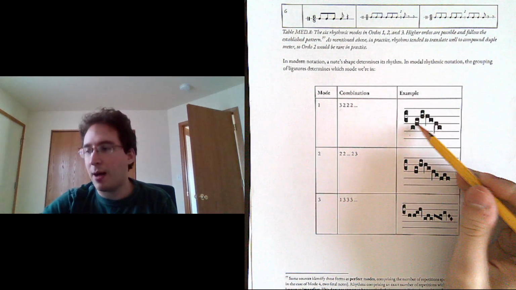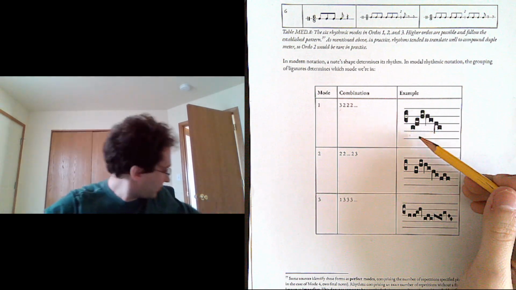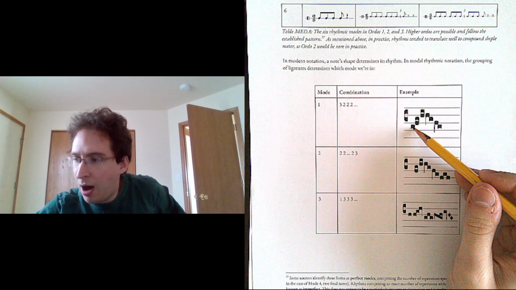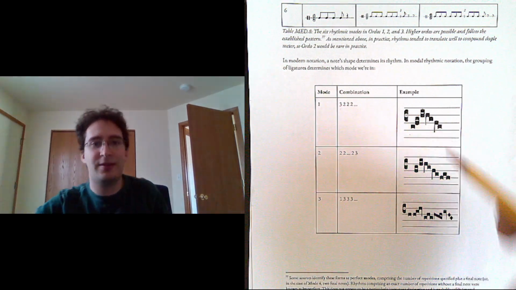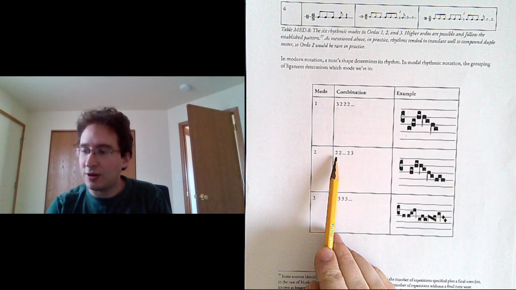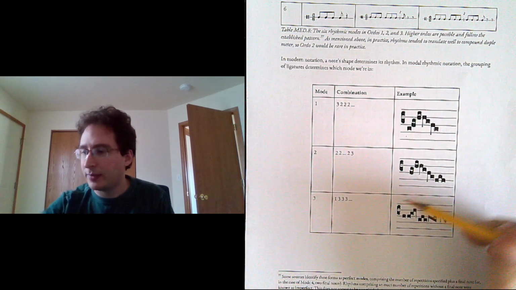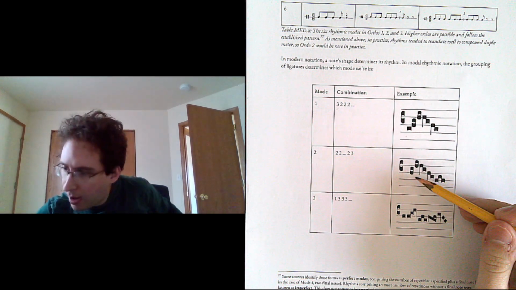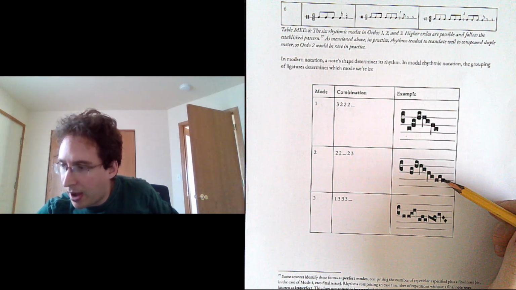So that would sound like this. Or on pitches, like this. Fascinating. If you start with 2s and then you end with a 3, that's going to be the reverse. That makes sense.